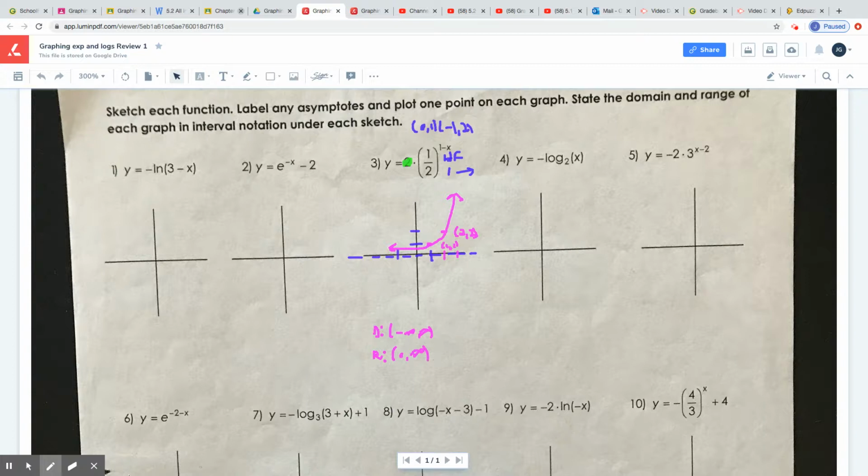All right, so number 4. Number 4, we have a log graph. So our points, log base 2. So it's going to be 1 comma 0, and we are going to do the base comma 1. So it's 2 comma 1. Instead of 1 comma the base, it's the base comma 1. Now the only thing that's going on here is this. The only thing we have going on is a vertical flip, nothing else. So we will still have a vertical asymptote.